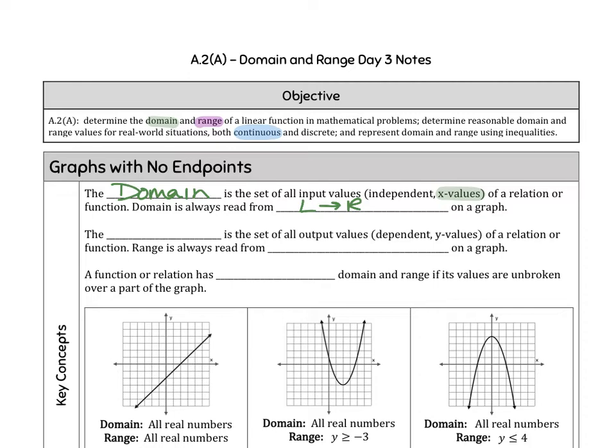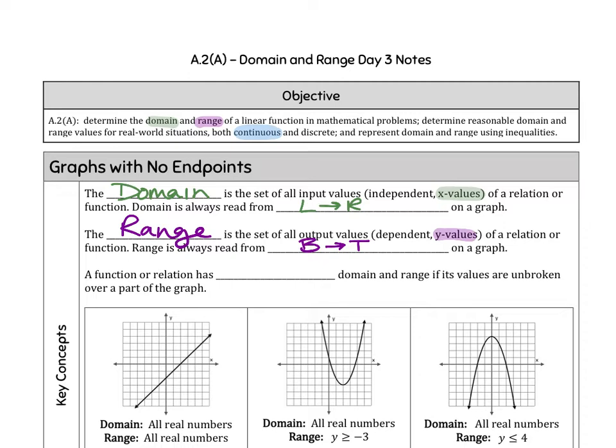The next blank, reviewing of vocabulary, says the blank is the set of all output values. What goes there? Range. The range is the set of all output values, thank you, which means that those are my y values, just like we did on the warm-up. The range is always read from blank. Bottom to top. It's lowest to highest looking at our heights, bottom to top on a graph.